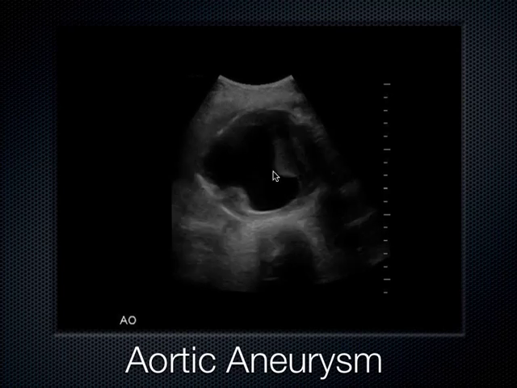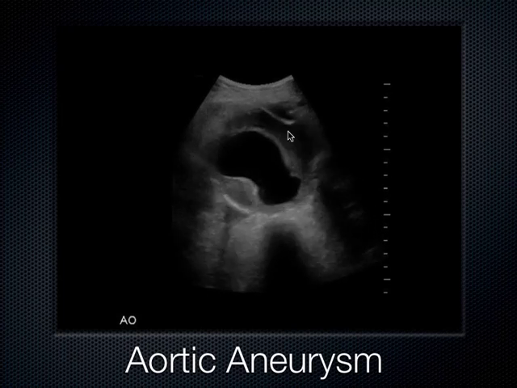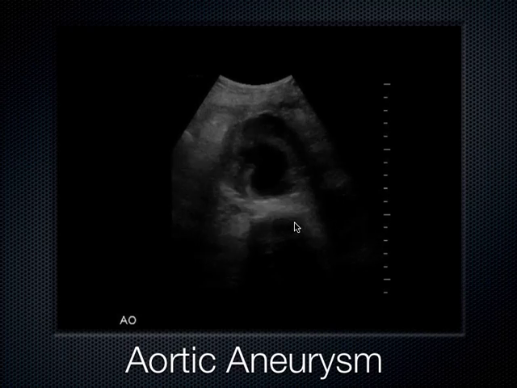Here's another example of another AAA with this sort of, I don't know how you would describe this, lenticular or serpentiginous clot that's going around here. We can see that mural thrombus all around that. And this is the lumen here. This is what's left of the lumen.